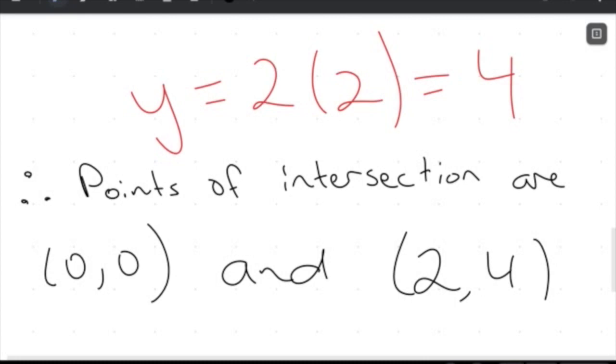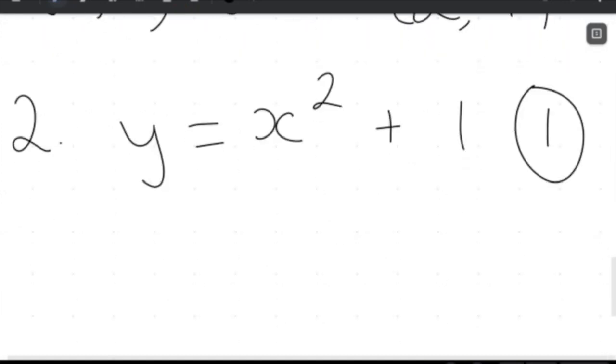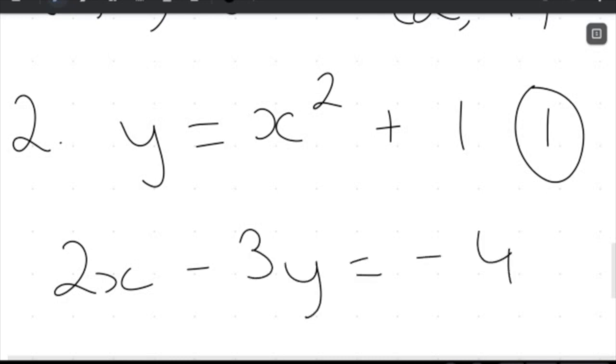Okay, let's try one more example. I'm going to jump to a slightly trickier one, but we're going to go through this really, really slowly and using our substitution method again. So my first equation is y equals x squared plus 1. My second equation is 2x minus 3y equals negative 4. And I want to somehow come up with a substitution here.